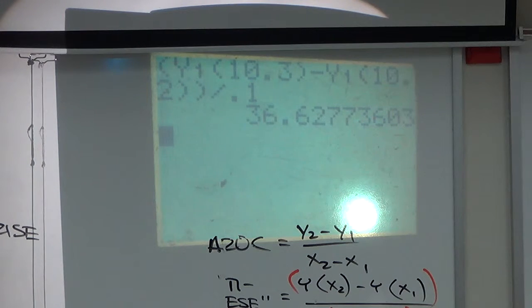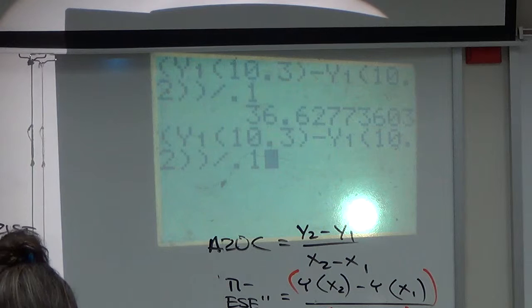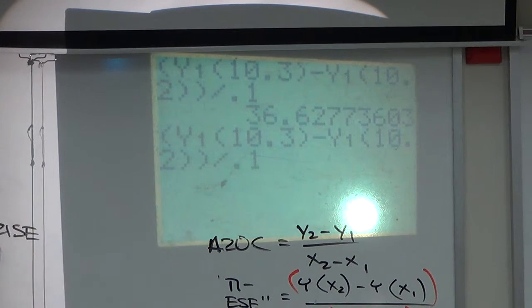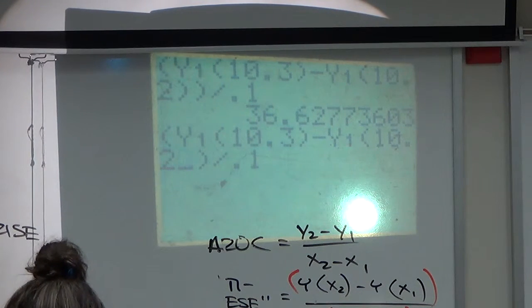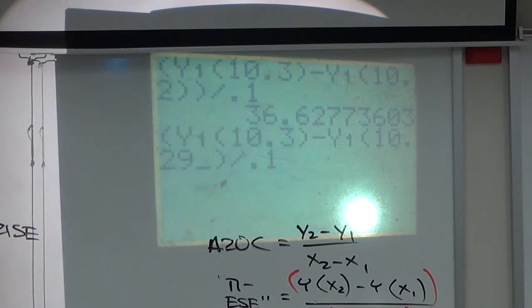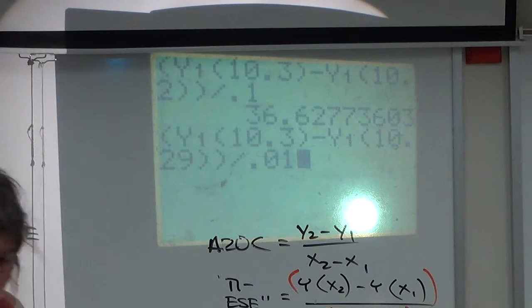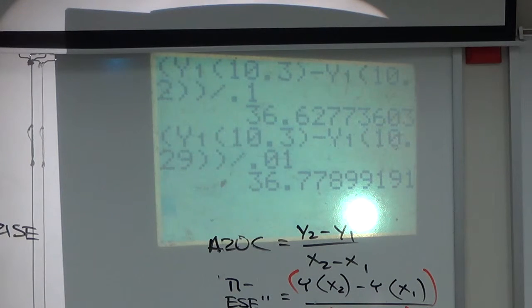Good, let's keep going. So now we're at 100th of a second, yes? 10.3 is okay. 10.2 is going to have to be 10.29, yes? I'm going to insert a 9 right there. And this is going to be 0.01, 100th of a second. See how fast I'm going? 36.8 feet per second is what I'm getting. Happy there?